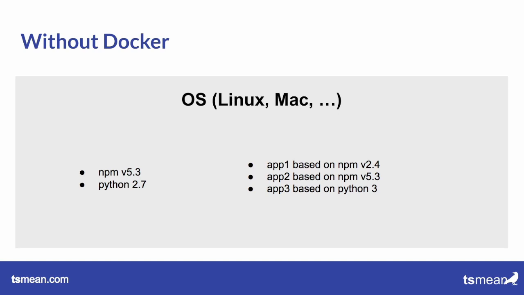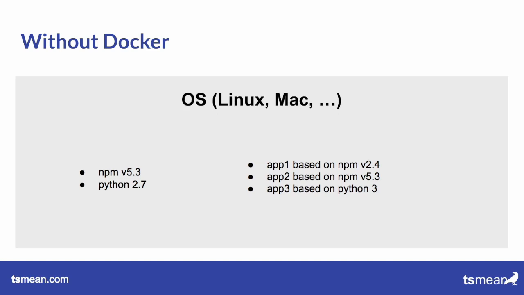Well, let's say I have my machine and it has an OS, for example Linux or Mac, and I've installed some programs, for example npm version 5.3 or Python 2.7. And as a developer, of course, I have my apps. I have app 1, which is based on npm version 2, and let's say app 2 based on npm version 5. But you can see now I have a problem. On my machine I have installed npm version 5, but app 1 requires npm version 2.